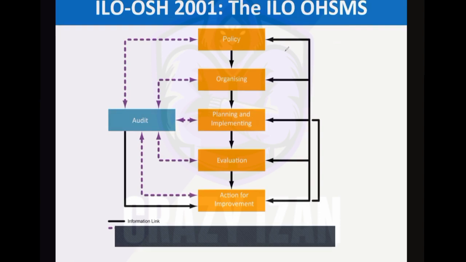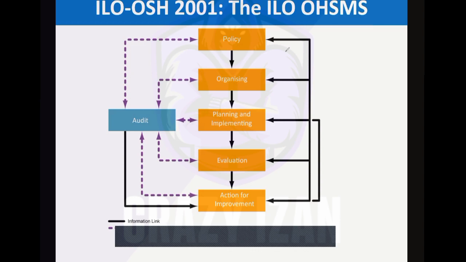Policy is a document which shows the commitment of the management towards health and safety. It is a high level document which gives the commitment of the management towards health and safety. It shows that the management is committed to protecting the workers. The management is committed to comply with the legal requirements. The management is committed to comply with the client requirements and all the other commitments that go with it.